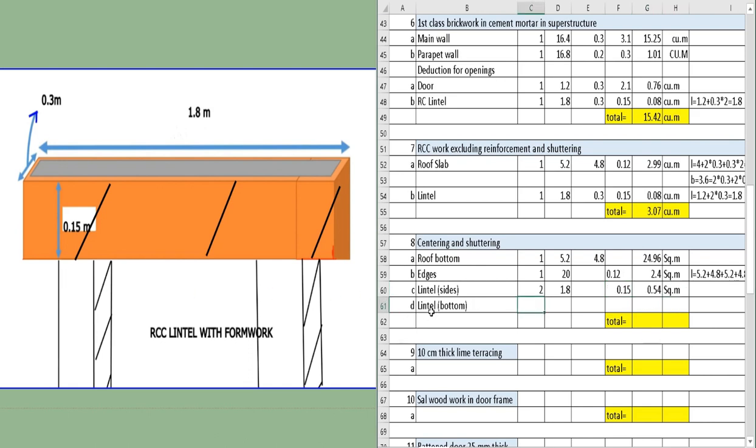Similarly, we have to provide the formwork at the bottom of the lintel, that is from this portion to this portion, and the width of this lintel is 0.3 meter. We don't provide any formworks at the top. The lintel bottom is 1 in number, and its length is here up to this we have 1.2 meter, and the width of this lintel is 0.3 meter. So our total quantity is 0.36, and our total quantity is 28.26 meter square.